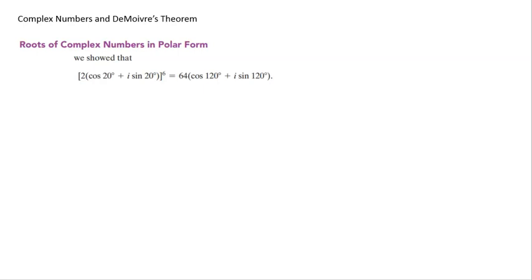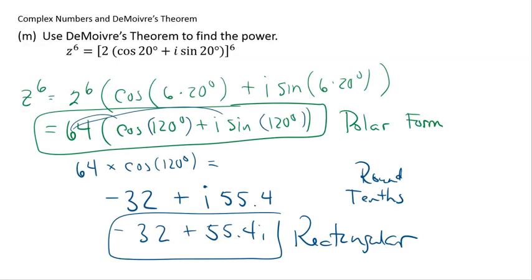Okay, so we did a problem. Did we just do this problem? Where we had 2 times the cosine of 20 plus i sine of 20, to the 6th power, is 64 cosine of 120 plus i sine of 120. Let's check that. Sure enough, 64 cosine of 120 plus i sine of 120. That was in polar form. Notice I didn't even take it to rectangular form here.